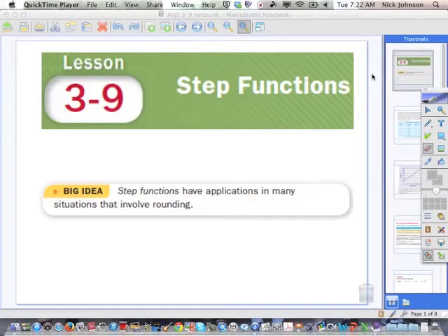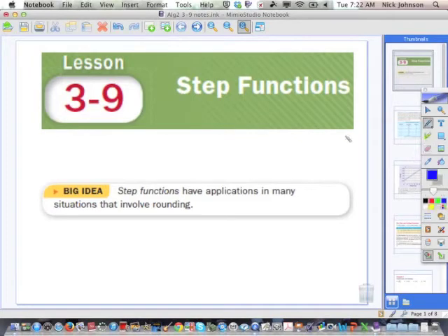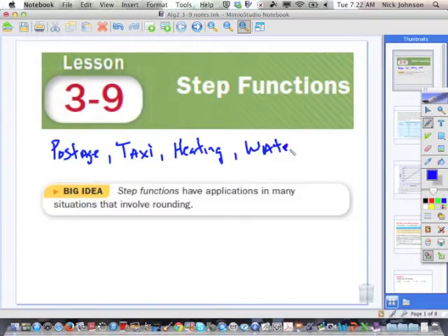Lesson 3-9, Step Functions. The big idea is step functions have applications in many situations that involve rounding. We see these in everyday life, it's just that people don't really pay attention to them. We see them in instances of postage, the amount you pay for postage, taxi cab rides, heating, your water bill. All these things you can graph as a step function, okay? Let's take a look at them.